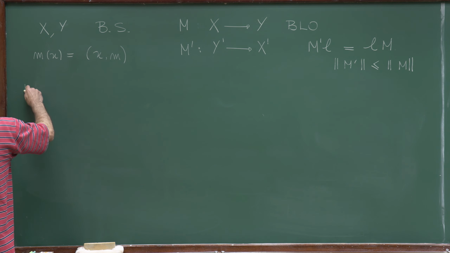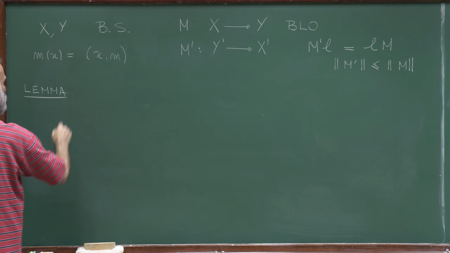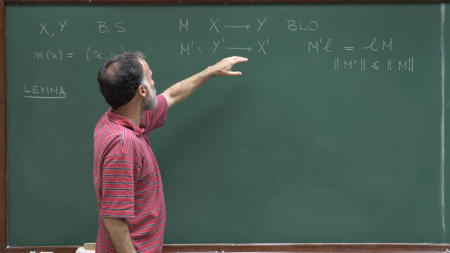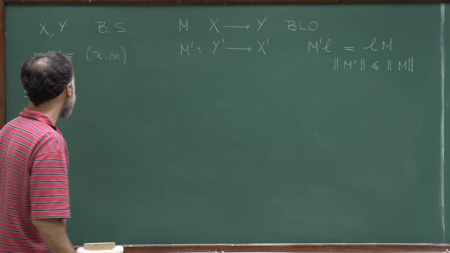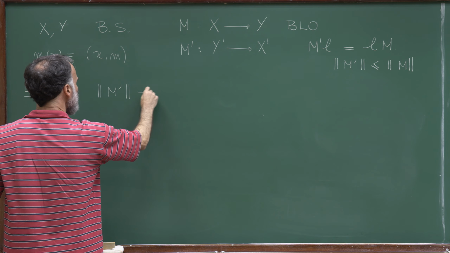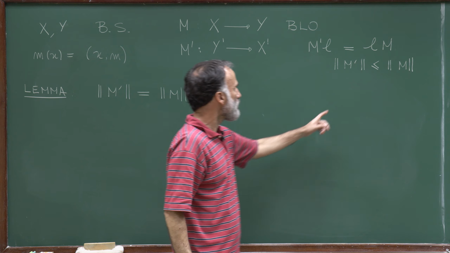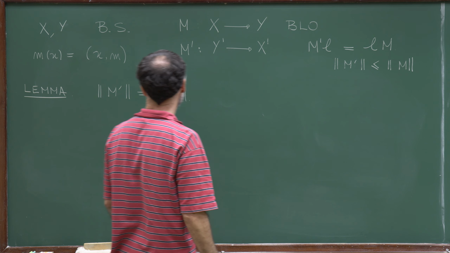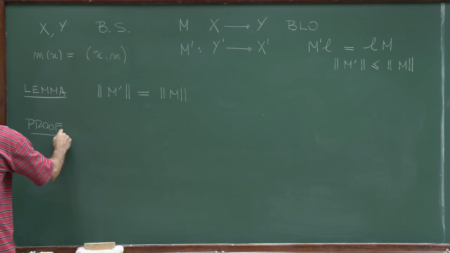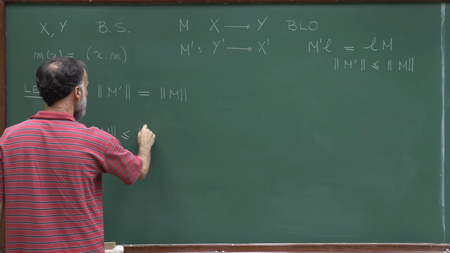So a lemma. I will not repeat the setup. We have this Banach space, a bounded linear operator M. We defined M prime in this way. What I claim is that the norm of M prime is actually equal to the norm of M. We already proved that the norm of M prime is bounded by the norm of M. So what we need to show now is that the norm of M is bounded by the norm of M prime.